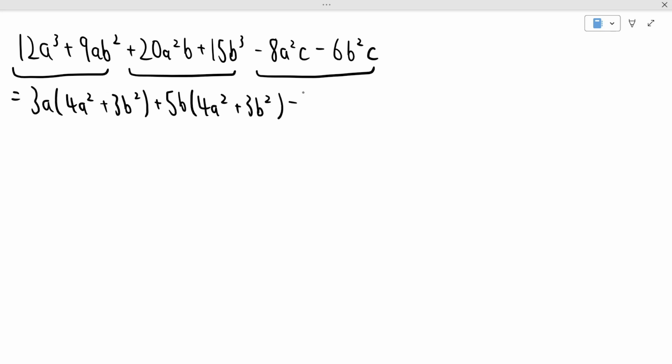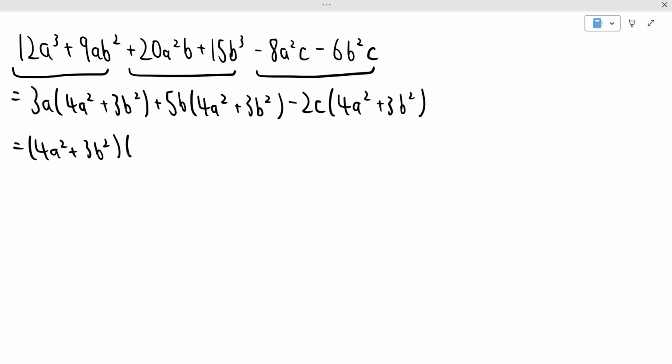We can take out a minus 2c from both terms in the third group, and minus 8a squared c divided by minus 2c is 4a squared, and minus 6b squared c divided by minus 2c is 3b squared. So we can see from our expression here that all three terms have a 4a squared plus 3b squared in common, which will factor out of each group.